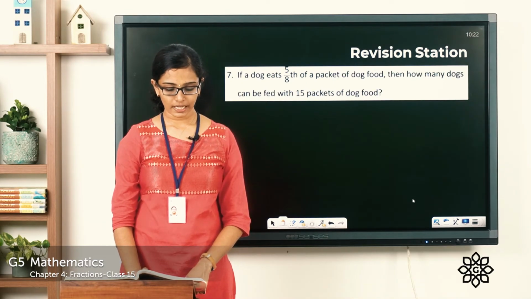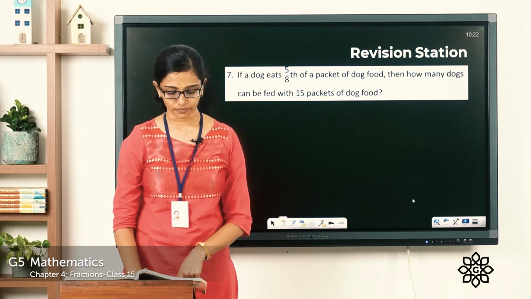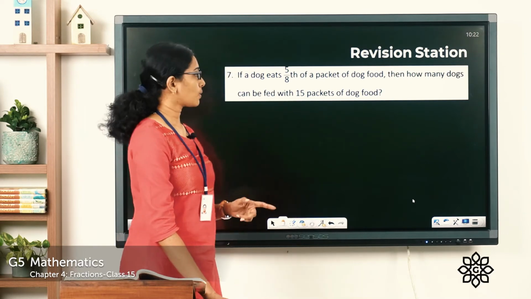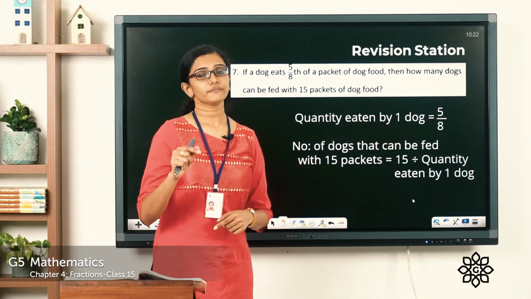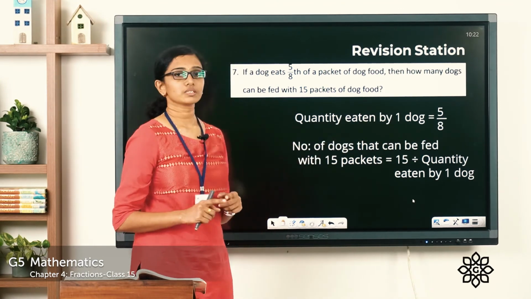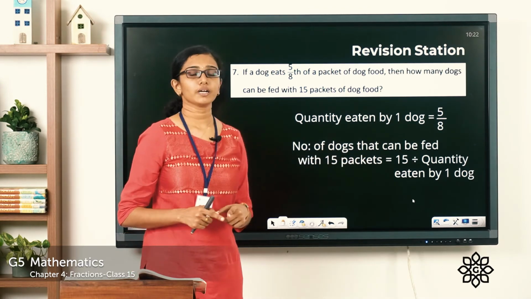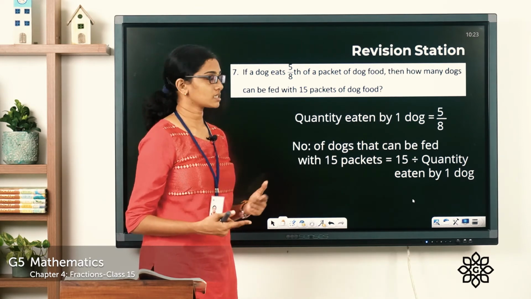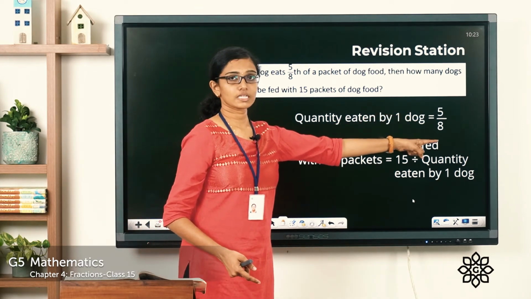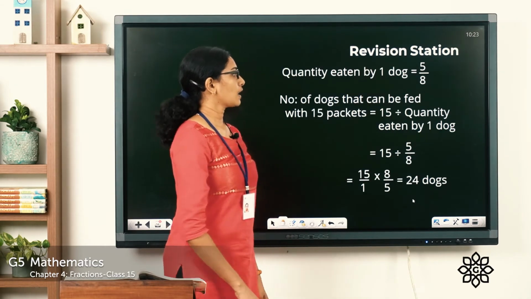If a dog eats 5 by 8 of a packet of dog food, then how many dogs can be fed with 15 packets of dog food? So what is the quantity that one dog eats? The quantity eaten by one dog will be 5 by 8 of each packet, right? So the number of dogs that can be fed with 15 packets would be 15 divided by the quantity eaten by one dog. What is the quantity eaten by one dog? It is 5 by 8. So it is 15 divided by 5 by 8.